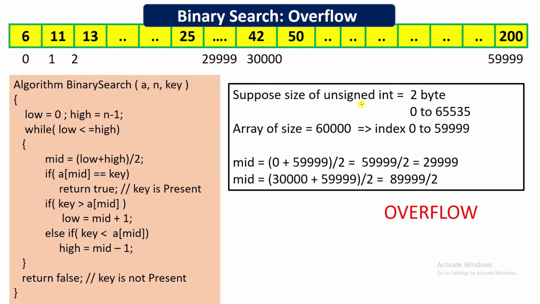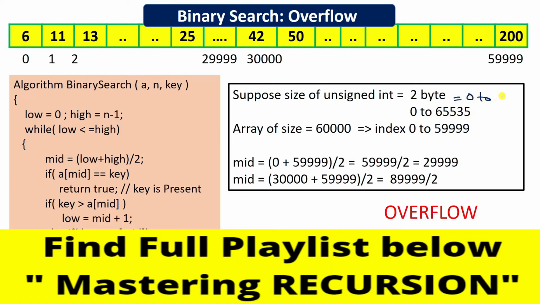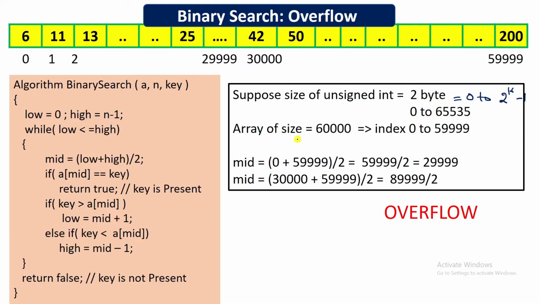For example, you have an unsigned int data type, let's say of 2 bytes. That means 0 to 65535, and you know how it came: 2 bytes is 16 bits, so 0 to 2 power 16 minus 1. This can be the range of the unsigned int if it is of 2 bytes. Let's say your array is of size 60,000. So your array will have indices 0 to this index, which will be the last index. Again, for this example, you can have the overflow.